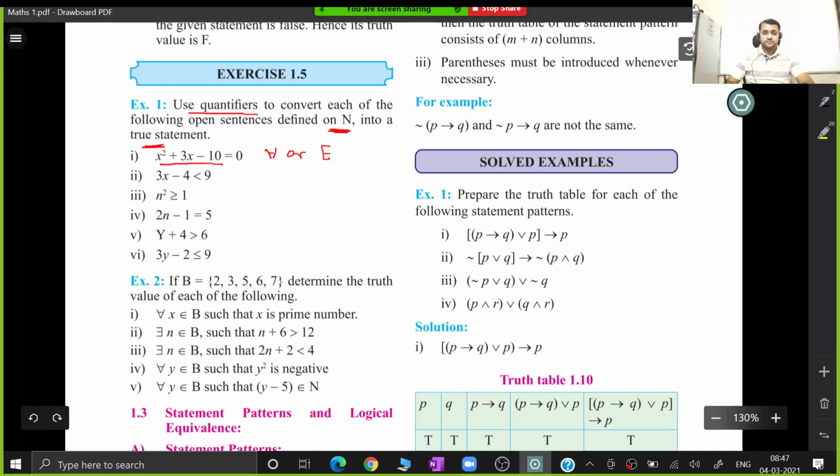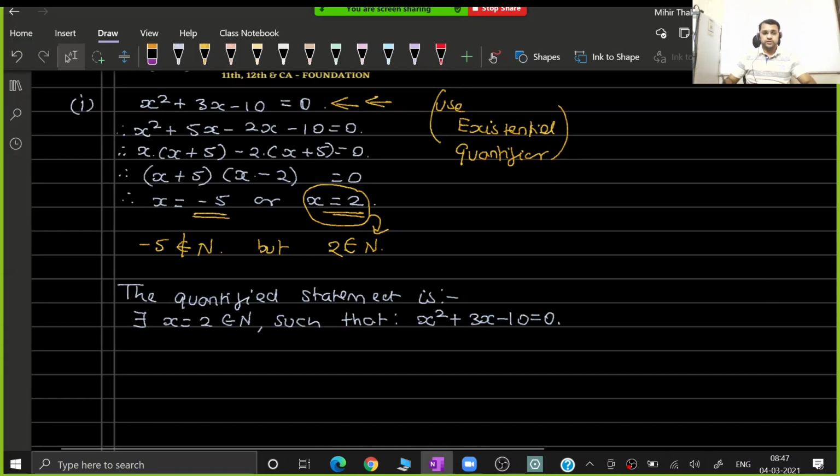Okay, second one, 3x minus 4 is equal to or less than 9. So what do we do over here?